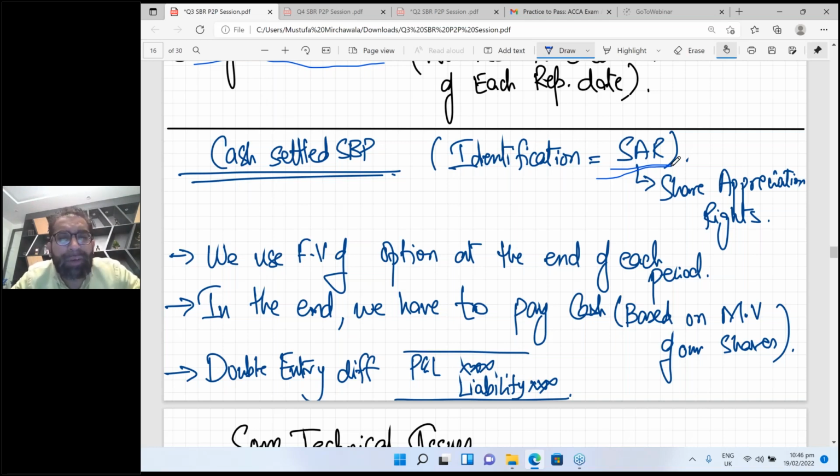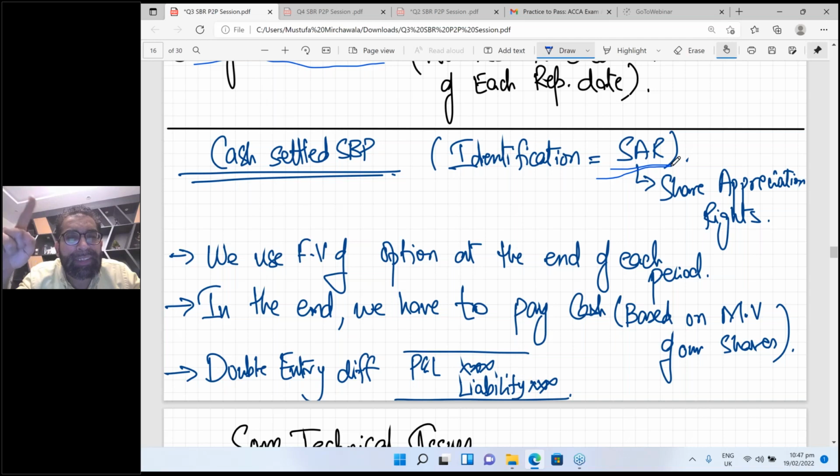Total 10,000 shares will be given to you at the exercise price of $50, and the transaction will be settled in cash. Settled in cash means, let us say at the end of year 3, the stock market price of our share is $120. Our shares are trading at $120, but I promised my employees to give shares for $50.